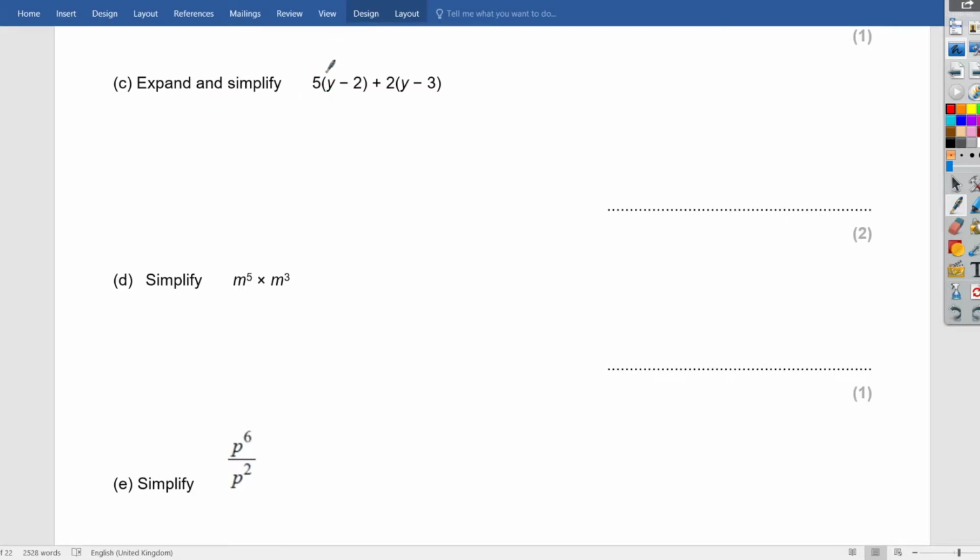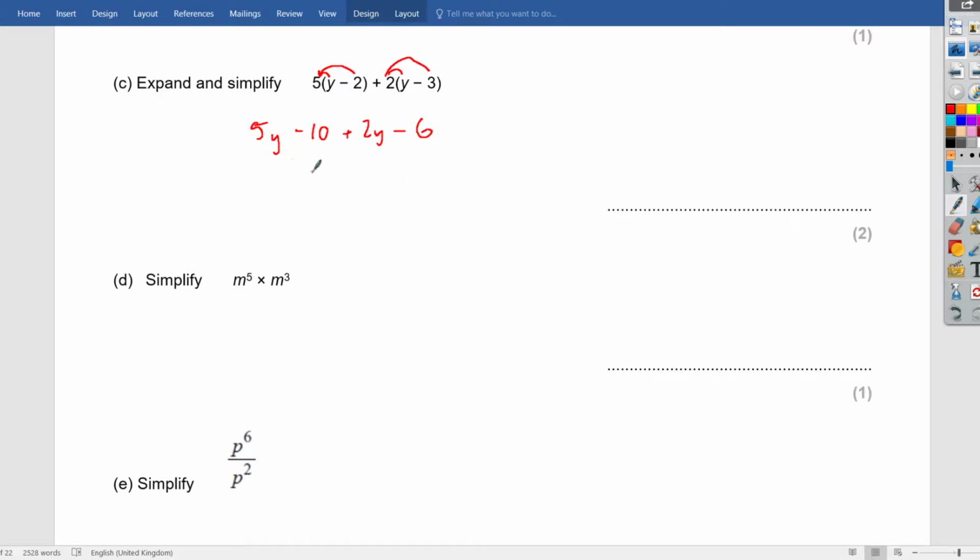So expand and simplify. First of all, let's times everything inside the bracket by the number that's immediately outside, which is 5. So 5 times y is 5y. 5 times minus 2 is minus 10. Let's do the next one. It's a positive. 2 times y is 2y. And 2 times minus 3 is minus 6.